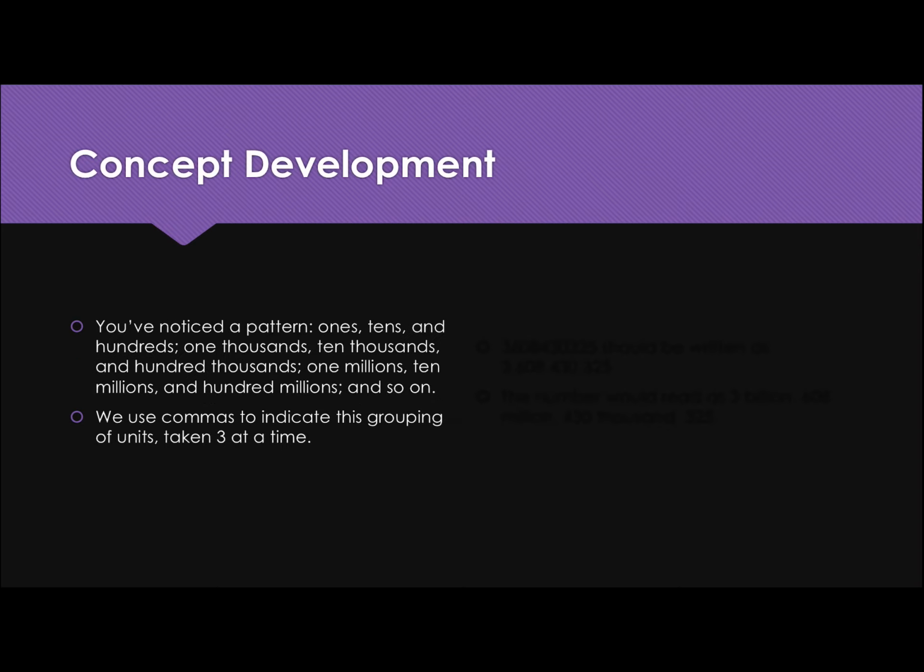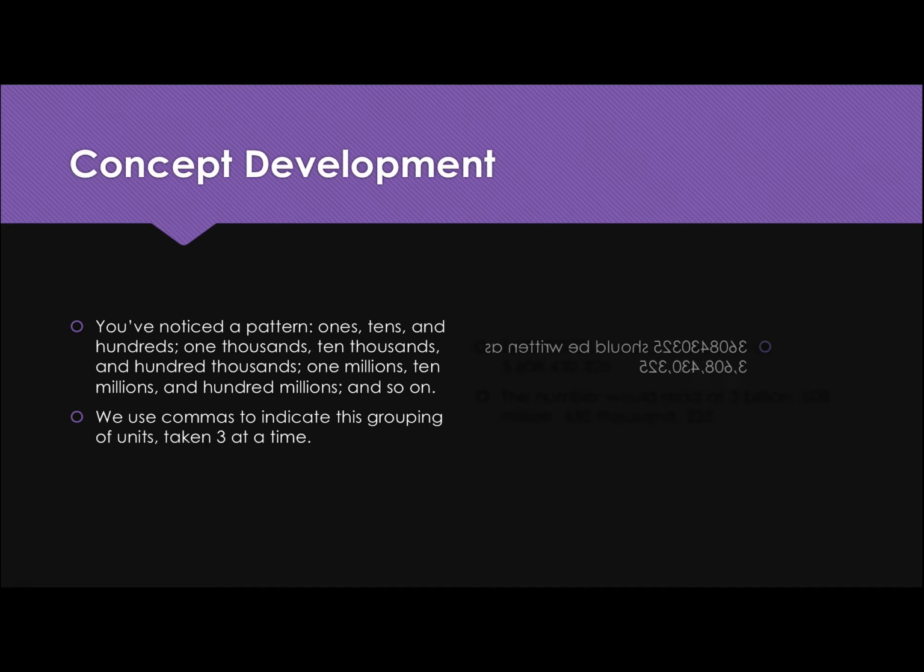So hopefully by now you've noticed a pattern. Ones, tens, hundreds, 1,000s, 10,000s, 100,000s, millions, 10 millions, 100 millions, and so on. It's always repeating that pattern of ones, tens, and hundreds plus the bigger units. Now, when we write these numbers, we use commas to indicate the groupings of the units. We use them 3 numbers at a time.